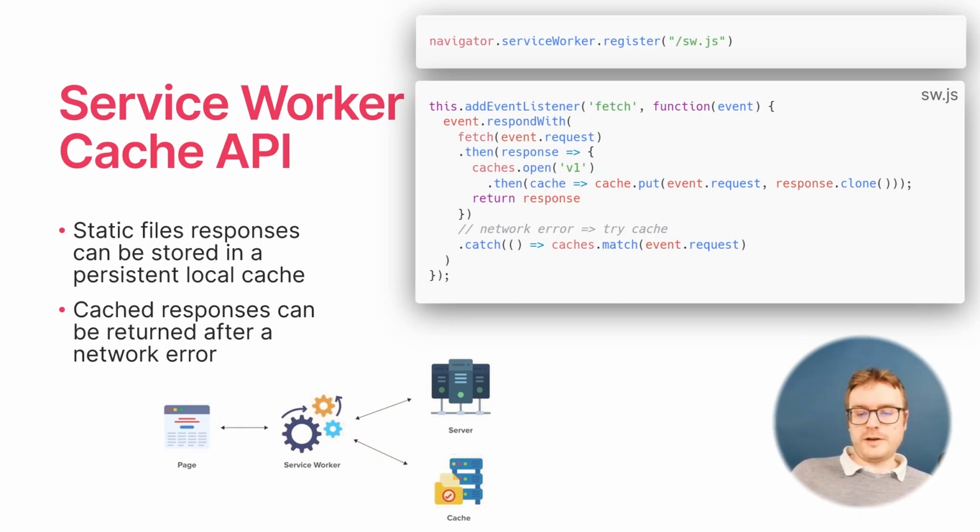So for example, you have here the code to manage the saving in the cache of static files. And when we lose the internet connection, we will get the same event listener on the fetch event. So we will be able to intercept the network response, see that there is an error, look at the cache, and send the cached response instead.